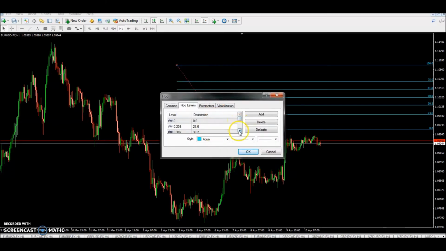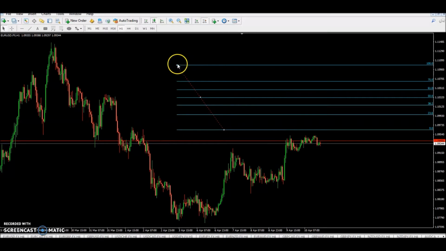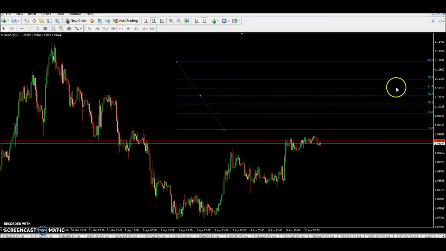If you don't know how to do that, you just go to the fib levels, and right here you double click, change that to 0.75. Then double click on the very next one and click 75.0. Don't forget to hit that add button, and then choose whatever color you would like, and hit OK. All right, so you've added that 75% on the Fibonacci level.